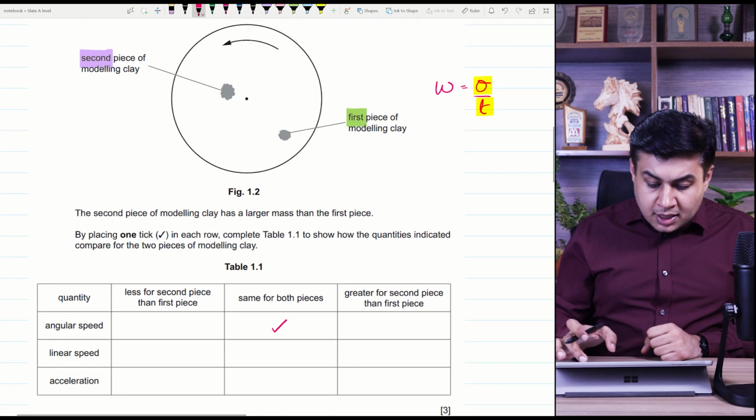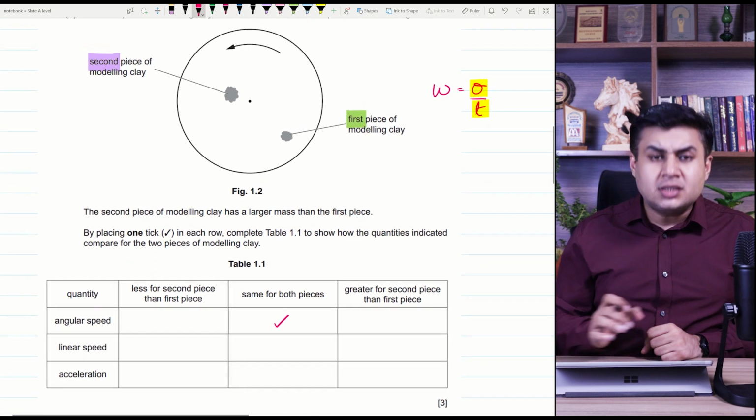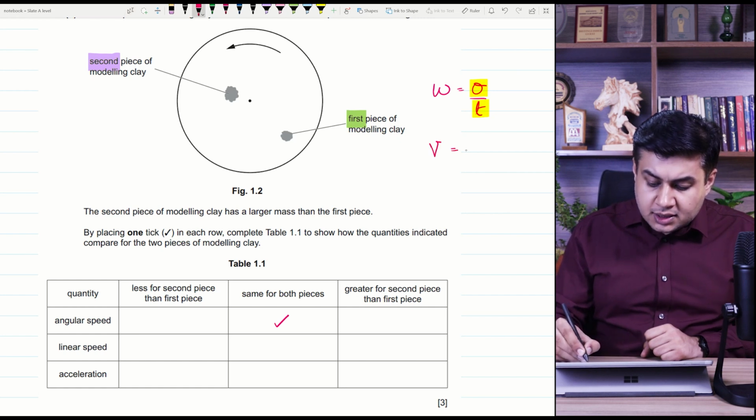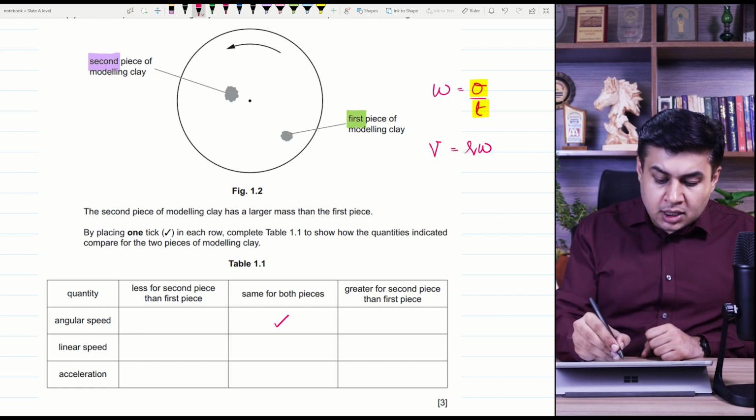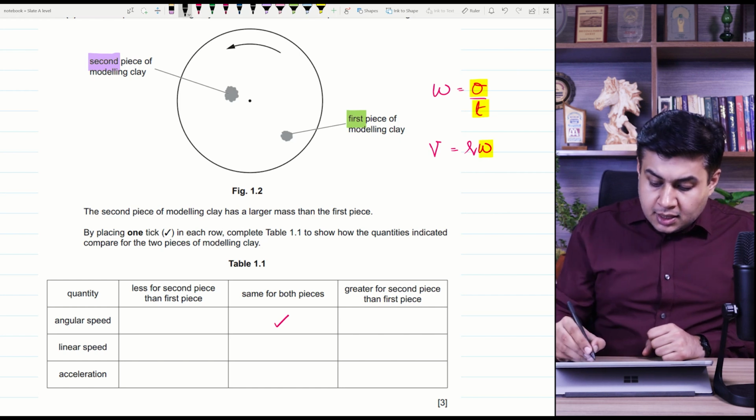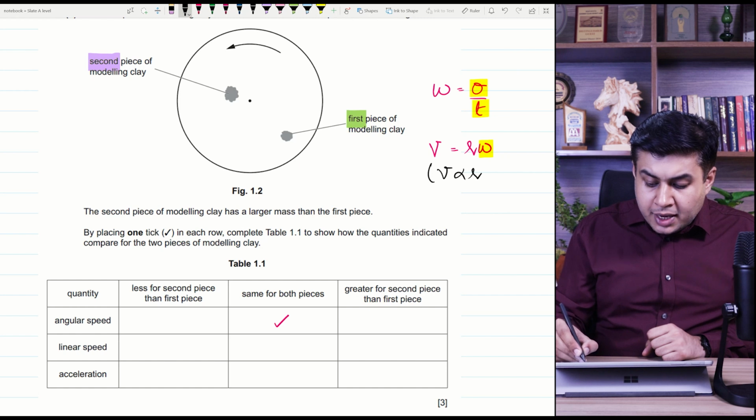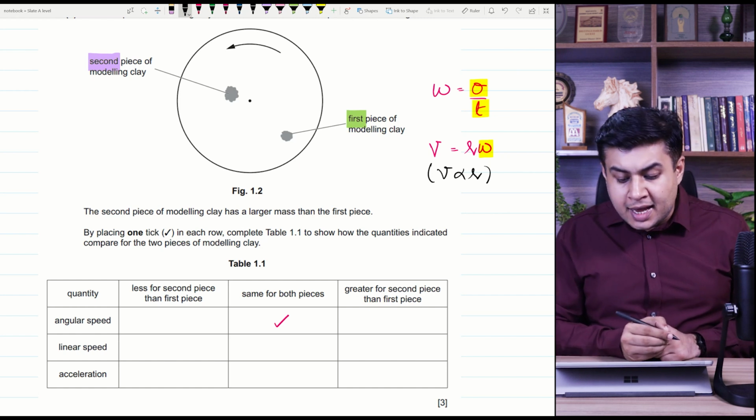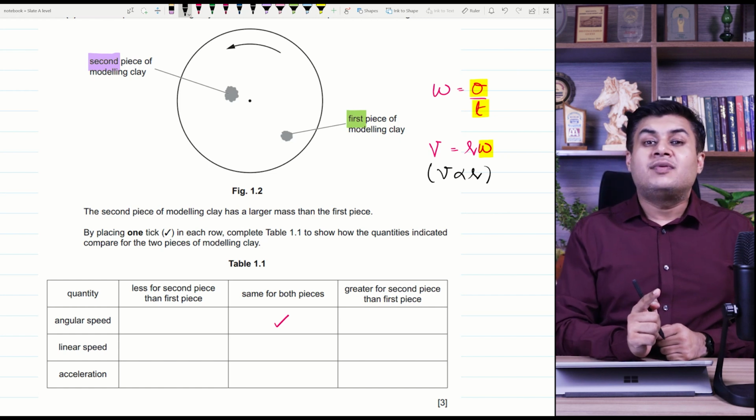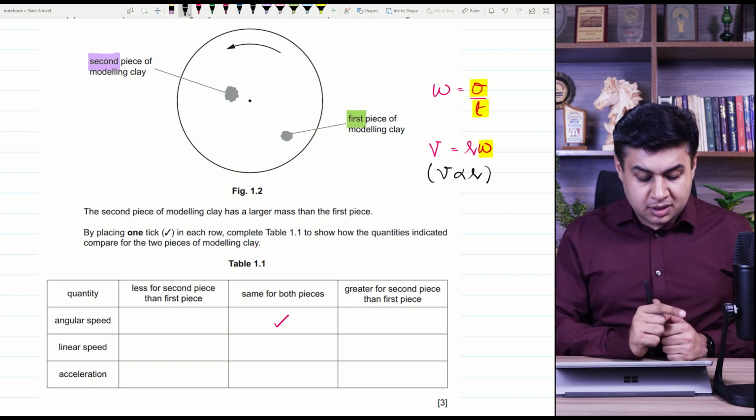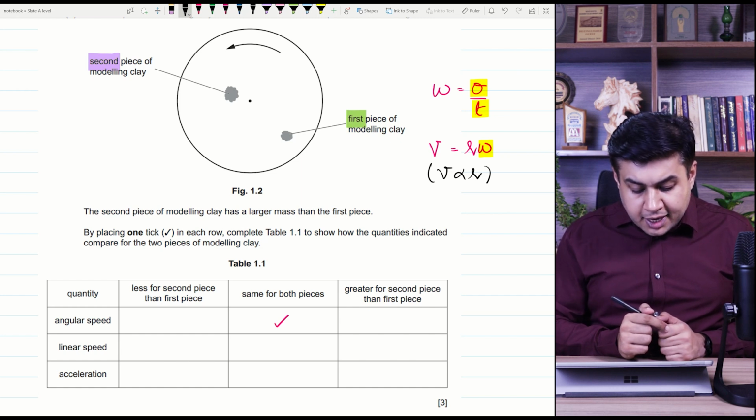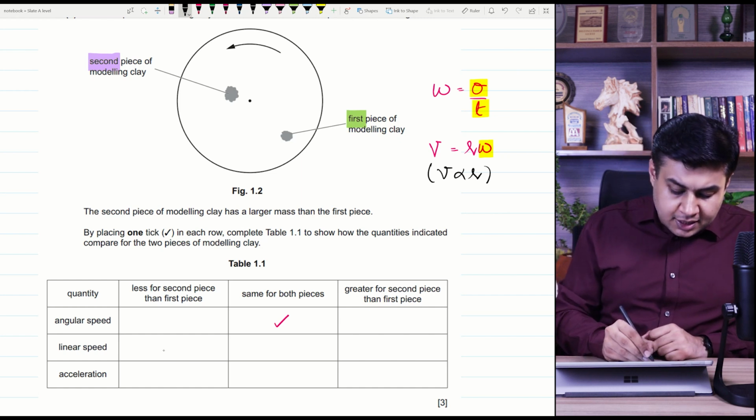In the next part, he's asking you for the linear speed. What is the formula of linear speed? V equals R omega, right? So for constant angular speed, linear speed is proportional to radius. Now, which one has greater radius? First piece has greater radius, so it will have greater linear speed. So linear speed is less for the second piece than the first piece. The right answer is this.